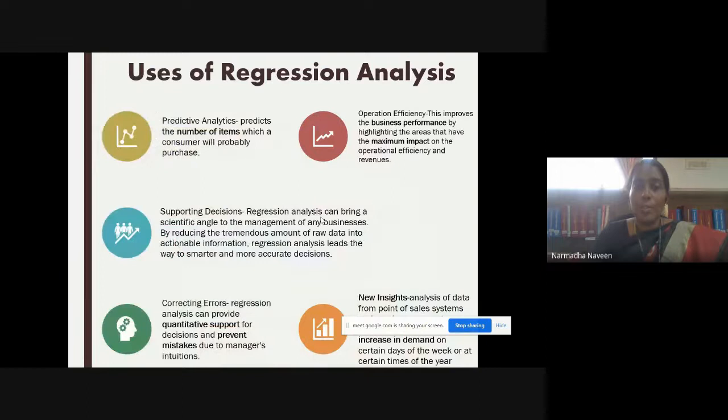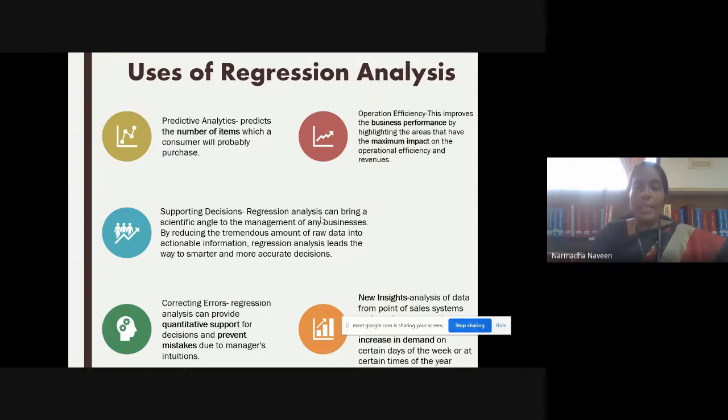And what are the uses of regression analysis generally? It is used in predictive analytics. Say for example, what would be the number of items a customer would buy in the near future? So in this type of regression, we see that the input will be numerical data, and the output will also be a numerical value.